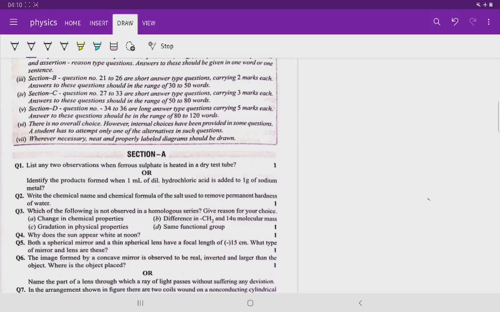In today's class, we will be doing physics model question papers. I'll be solving the complete questions of this model paper.